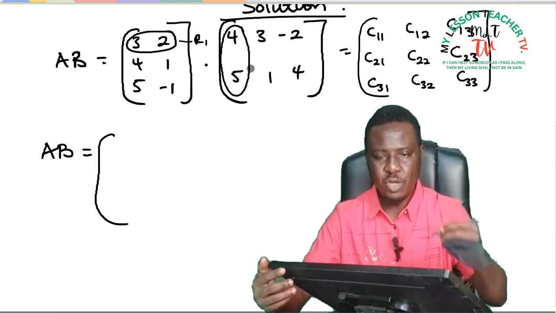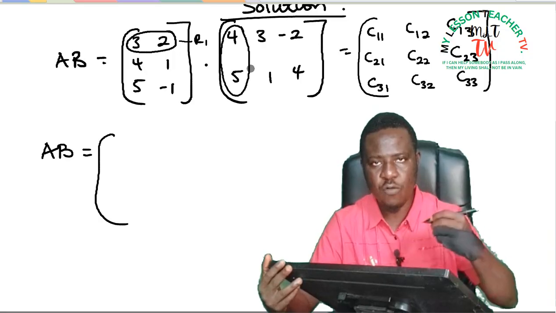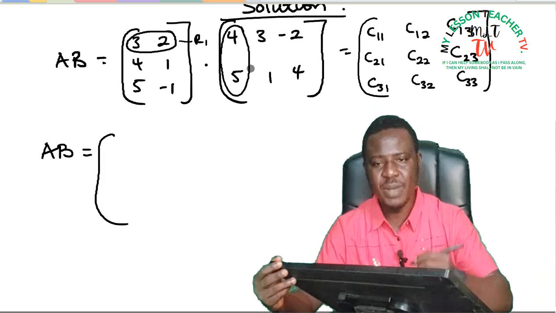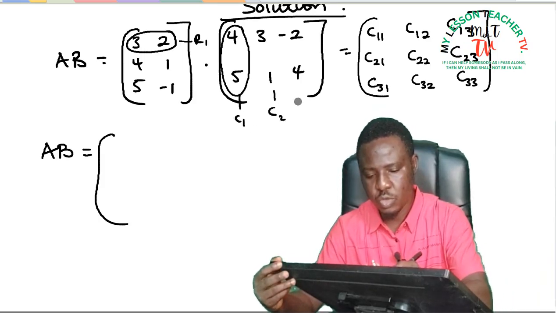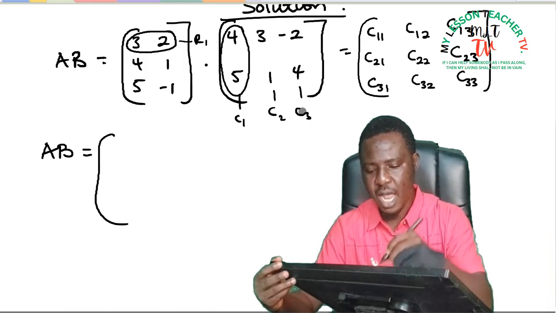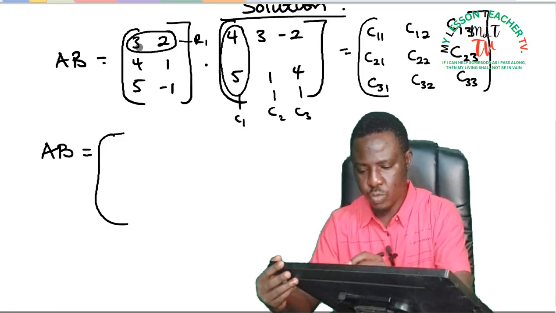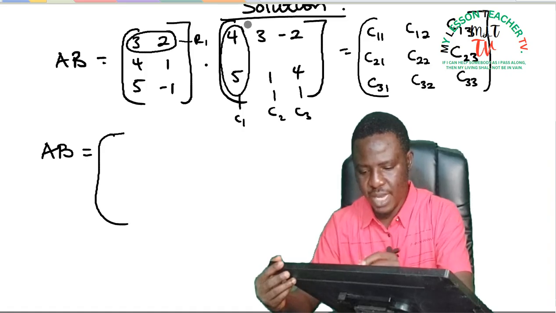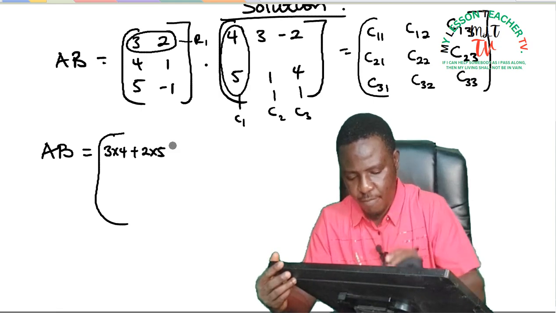So definitely the row of the new matrix is going to be determined by the row of matrix A, and the column of matrix C is going to be determined by the column of matrix B. So since we have 3 columns, 1, 2, and 3, our new result is going to be a 3 by 3 matrix. So C11 is going to be first row, first column. So I'm going to multiply this by this. This is going to be 3 times 4 plus 2 times 5.